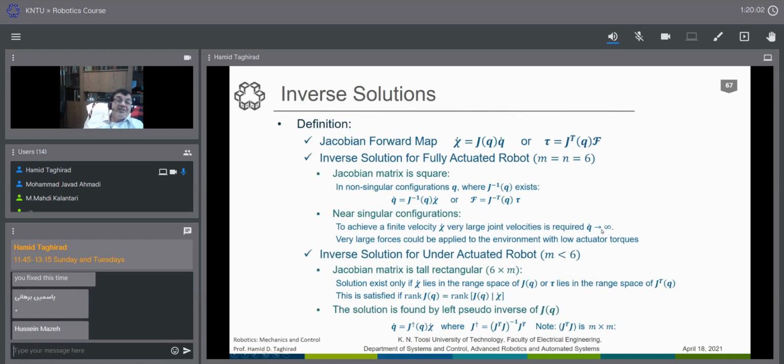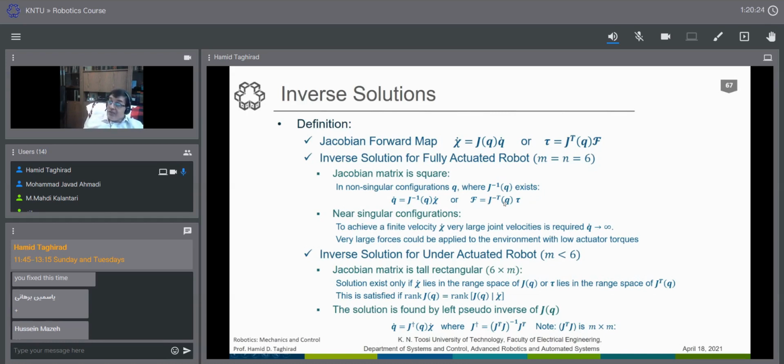This means that we cannot move in this direction. Which direction? We talked about it before. We have the ellipsoids now. The direction is identified by the eigenvector of that particular singular value, which is equal to 0.